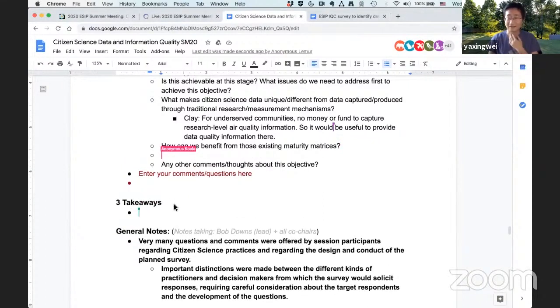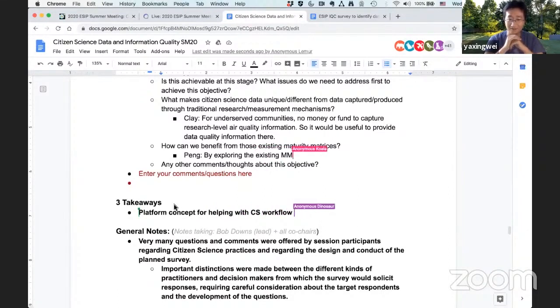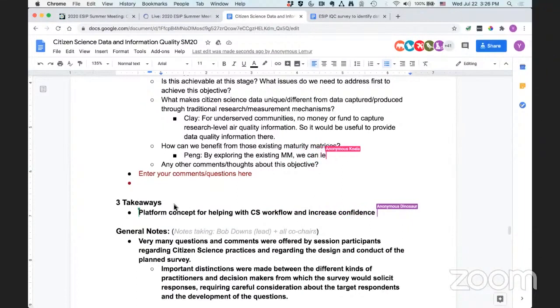I think one takeaway can be the platform concept that both Greg and Clay talked about that can help with the citizen science workflow, as well as improve the trust and confidence in the citizen science data products. Makes sense, or can you help to rephrase that? Yeah, Gene, that sounds good. I think that's a great takeaway.